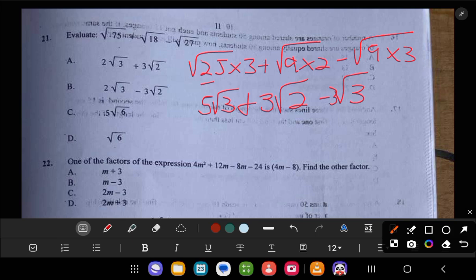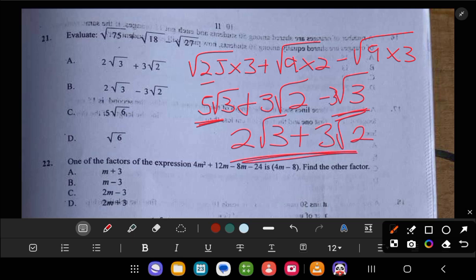I always tell students to treat surds like algebraic expressions. So these and these are the like terms. 5 root 3 minus 3 root 3 is 2 root 3. So 2 root 3 plus 3 root 2. That's your answer. And looking through question 21, the answer is A.